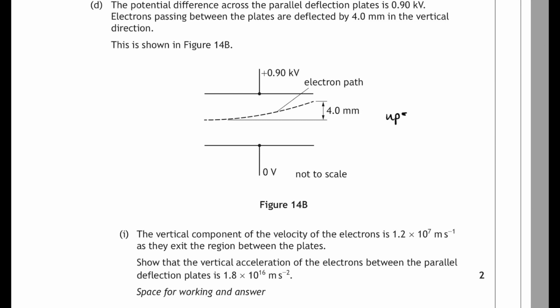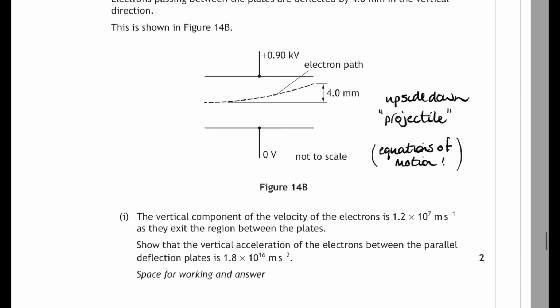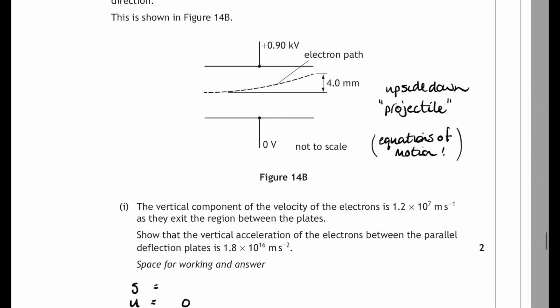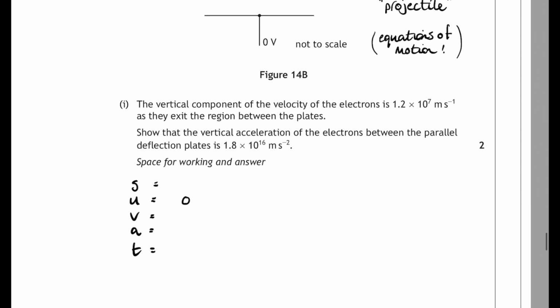Remember, this is an upside down projectile, so we can use our linear equations of motion here. And remember what we did for higher projectiles? We wrote down the 5 variables. It might be suvat or tuvas, and then you fill in the numbers that you know. So the initial vertical velocity of the electron was 0 as it entered the parallel plate region. The electrons were deflected with a vertical displacement of 4.0 millimeters.